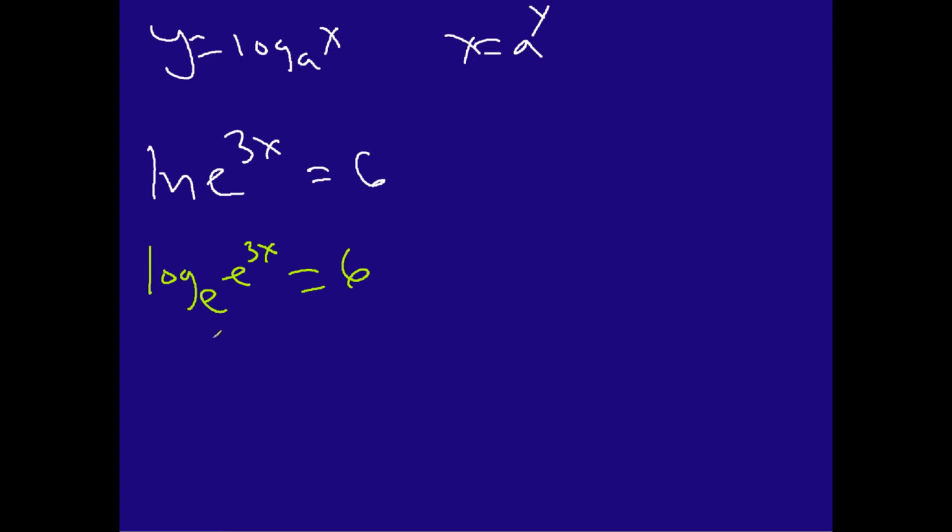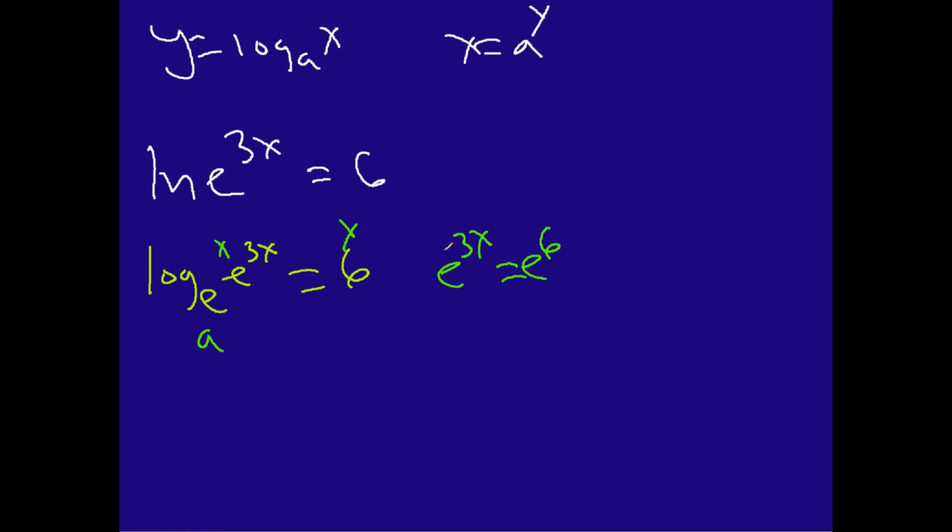So this e right here is going to be my a, and then this e right here is going to be my x, and then this guy right here is going to be my y. So therefore, if I do that, x is going to be e to the 3x equals, let's see here, a is e to the 6, like so.